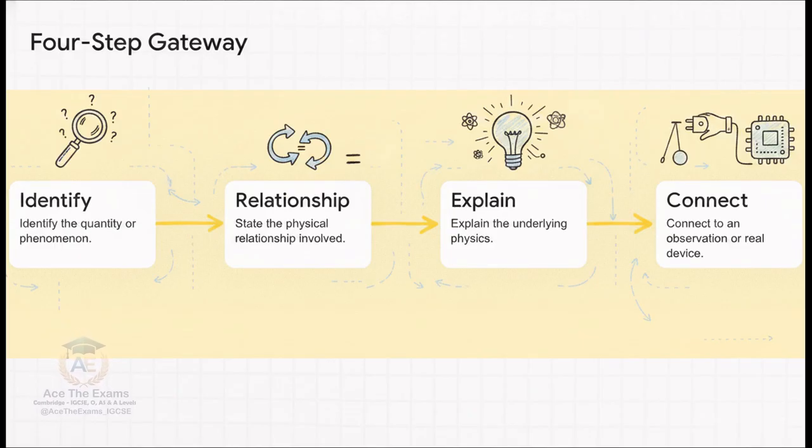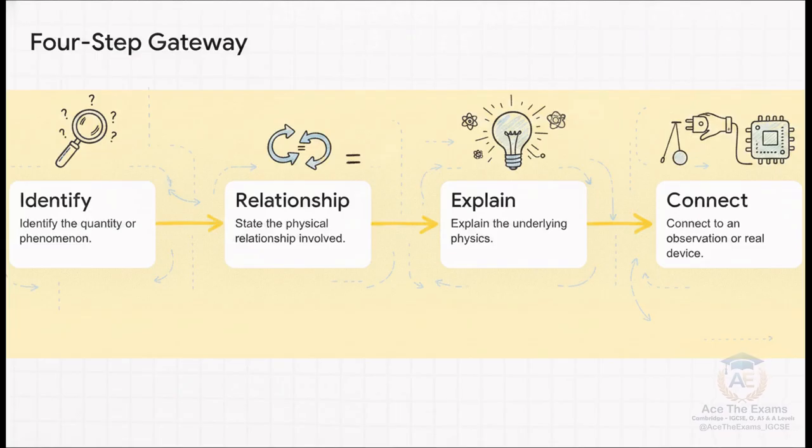Step 1, you identify the exact quantity. That's your point. For example, force. Step 2, state the relationship. That's your evidence. F equals ma. Step 3, explain the underlying physics. Because mass is inversely proportional to acceleration for a constant force, a larger mass results in less acceleration. And finally, step 4, connect it to a real observation or device. That's your link. This is exactly why heavily loaded freight trucks require significantly longer stopping distances than empty ones.